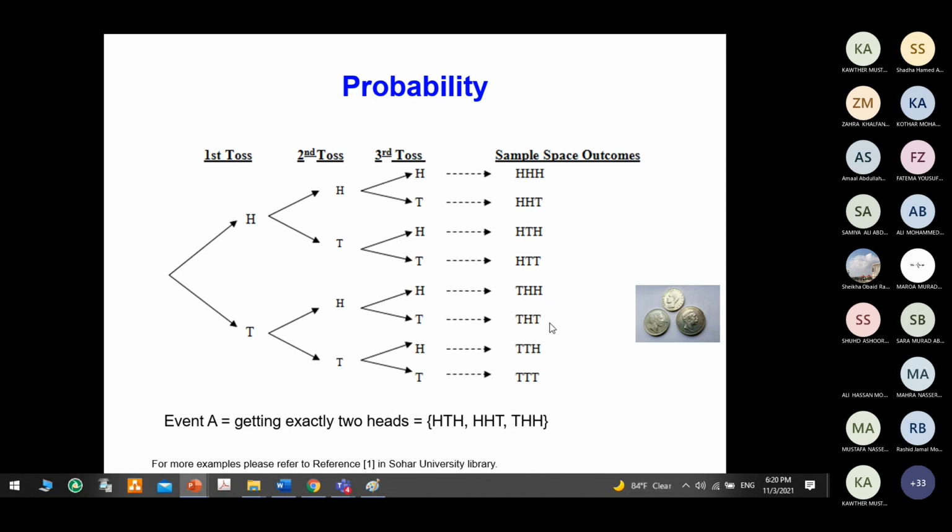Tail, head, tail is not in the output. Tail, tail, head, not in the output. Tail, tail, tail, not in the output. So I circle these outputs, HHT, HTH, and THH. These are my outputs in event A, because it says getting exactly 2 heads. I put them here between 2 brackets.